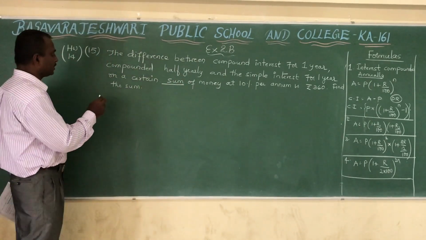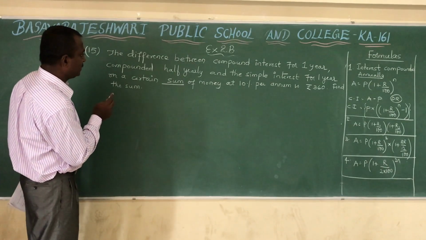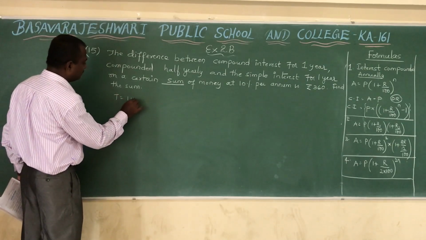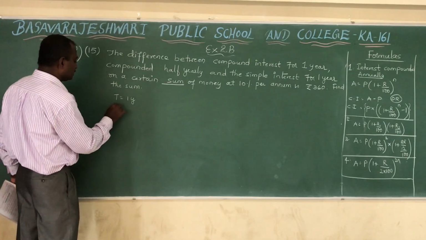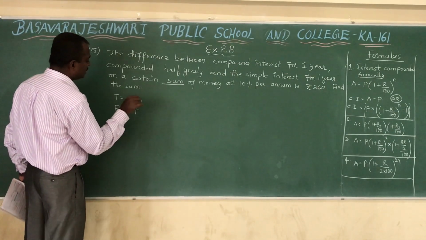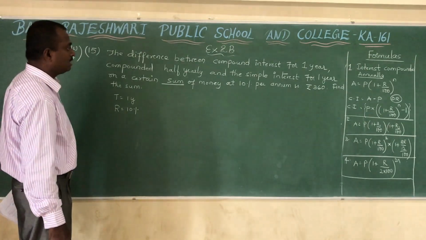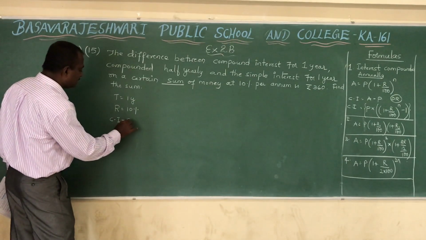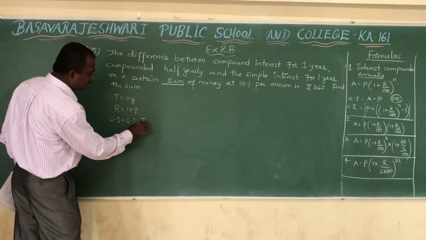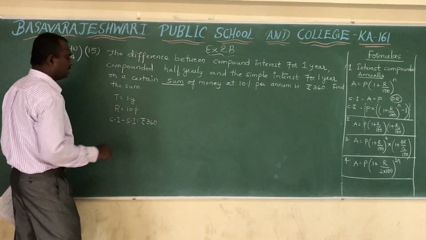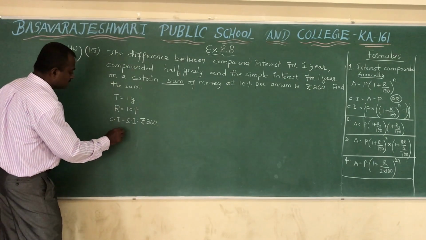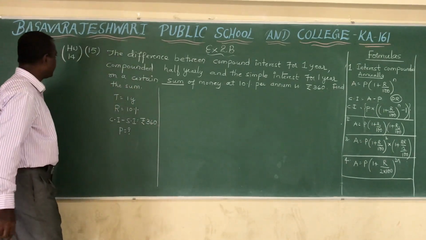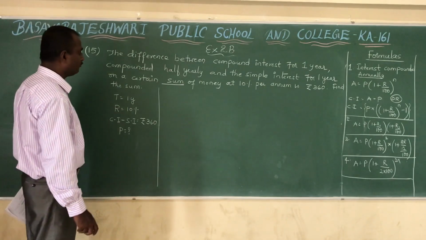So first you have to write the data they have given. Here also time is given, 1 year. Rate of interest they have given, 10%. And the difference between compound interest and simple interest they have given, rupees 360. They are asking us to find what is the sum, that is the principal amount. So how we did in question number 13, the same method we have to follow here.